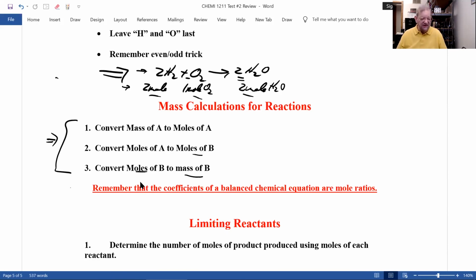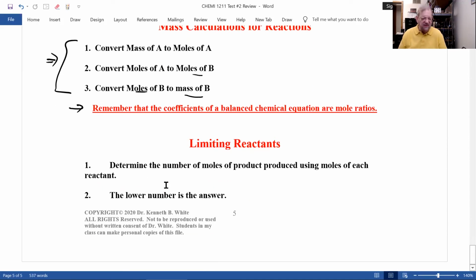And as I state here, remember that the coefficients of balanced chemical equations are molar ratios. And once again, use your good buddy, your good friend, unit analysis to do that. Now, the final thing that I talked about for this test number 2 is limiting reactants. You have 2 reactants, and you're trying to find out which one runs out first, and that determines how much of the product you could make.